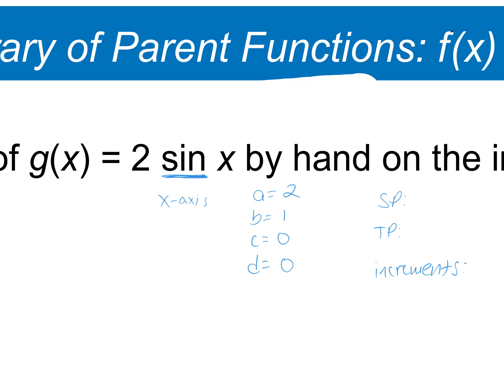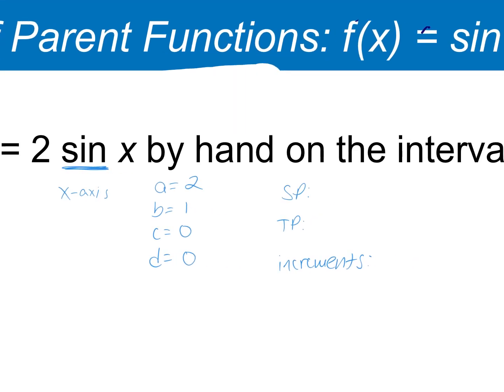Now look at your cheat sheet. How do you find the starting point? C over B. Okay, what's my C value? 0 over my B value, which is 1. So where is this graph starting? At 0. Perfect. How do you find the time period? You take 2 pi and divide it by B. So 2 pi divided by 1 is 2 pi, okay.